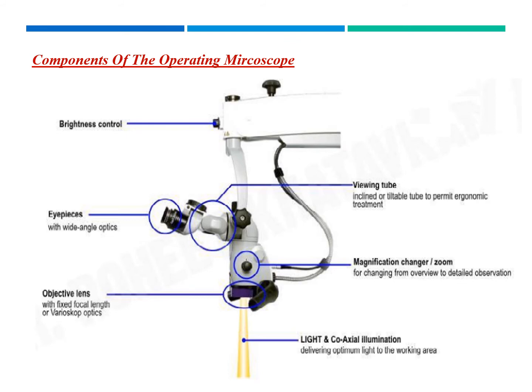And then you have the objective lens with a fixed focal length. The objective lens which is closer to the object, whereas in our case it would be the tooth or the patient. And the light, which is a coaxial illumination, which delivers an optimum light to the working area.